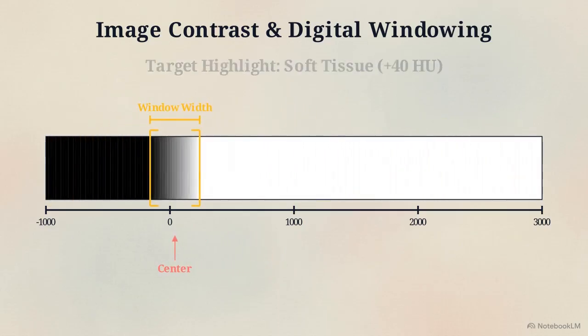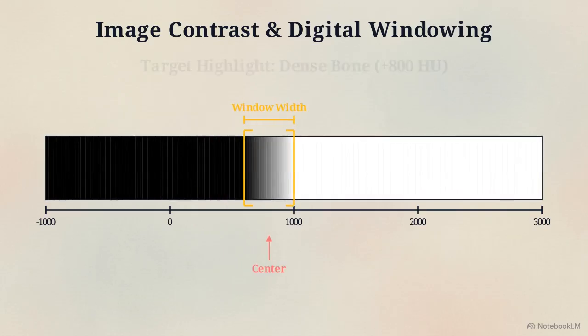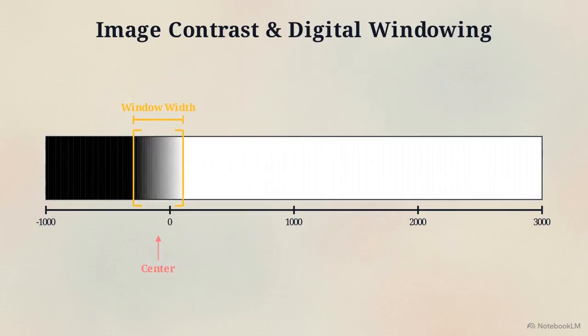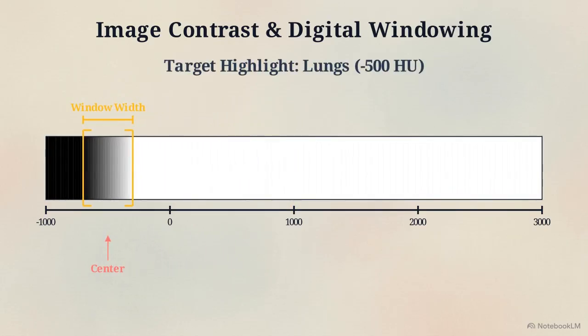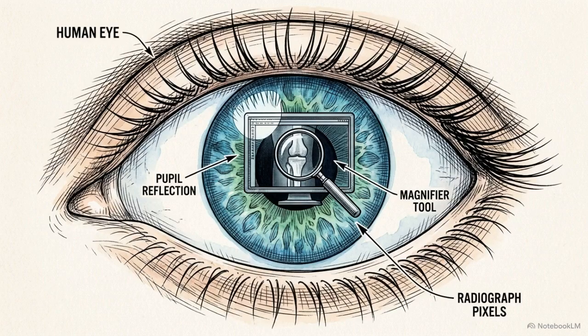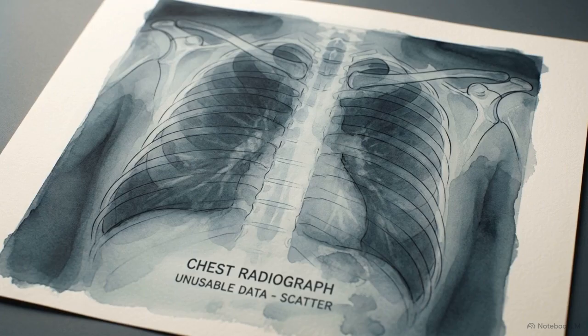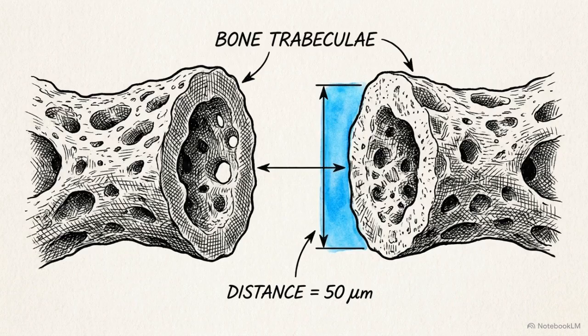This gradient scale represents Hounsfield units from -1,000 to +3,000. By narrowing the digital windowing width around a specific center point, we force all values outside those brackets to display as solid black or solid white, highlighting target tissues. Software can stretch the visual display to help the eye, but it cannot manufacture diagnostic contrast if the original data is destroyed by scatter. Next is spatial resolution, the minimum physical distance required to distinguish two separate details.